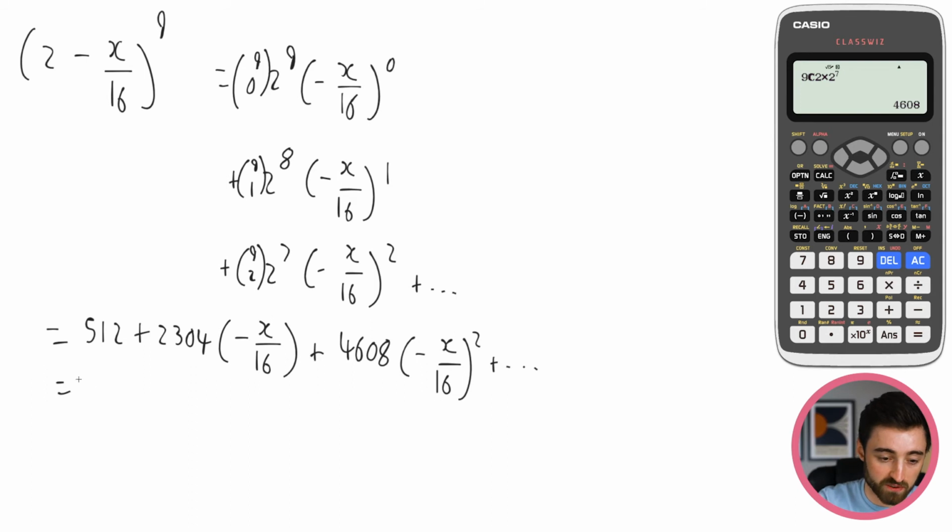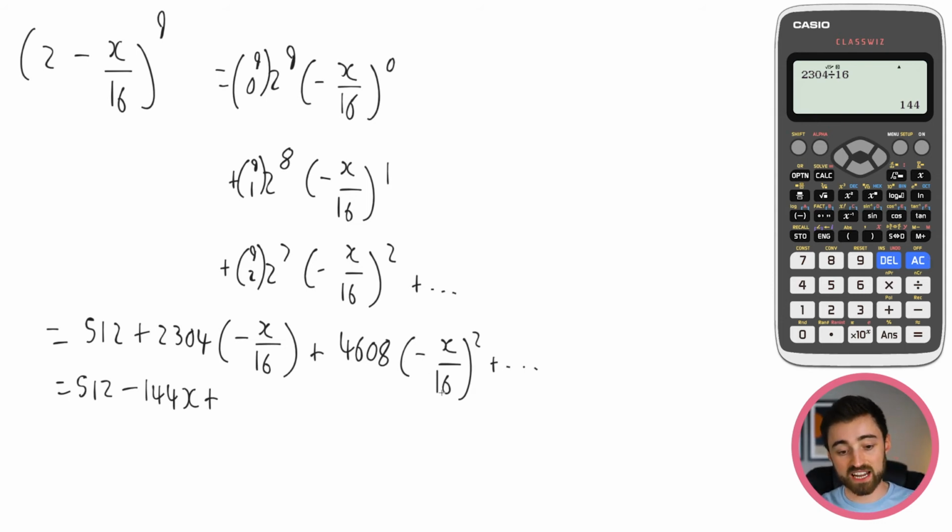Okay, first term 512, cool. Second term, I'm going to get a minus from here, and then it's going to be 2304 over 16. So 2304 divided by 16 gets me 144 lots of x. And then this, the minus squares out, so it's going to be positive. And then the 16 is going to square out as well on the bottom. So if I do 4608 divided by 16 squared, that will get me 18. So it's going to be 18, and then this is going to be an x squared. So not too shabby in the end.